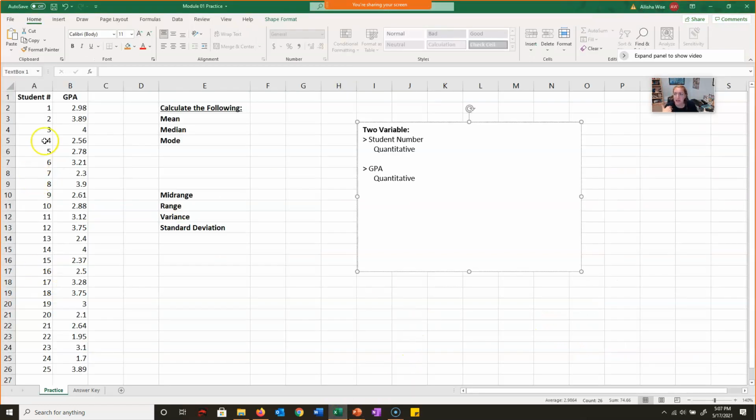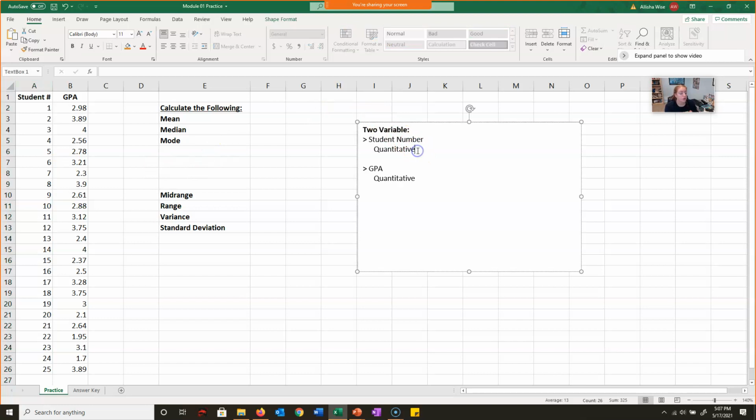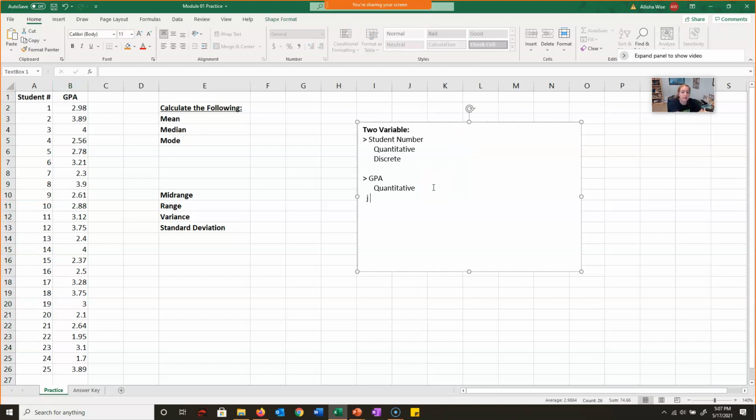So if we go over here, one of these options is whole numbers, and whole numbers are just numbers which don't have decimals. Those would correspond to discrete values. So student numbers would also be defined as discrete because you're working with whole numbers. Whereas GPA, notice that there are decimals, right? Indicating an infinite range between 0 and 4. Okay, you can have all these different decimals. So GPA would be considered continuous.